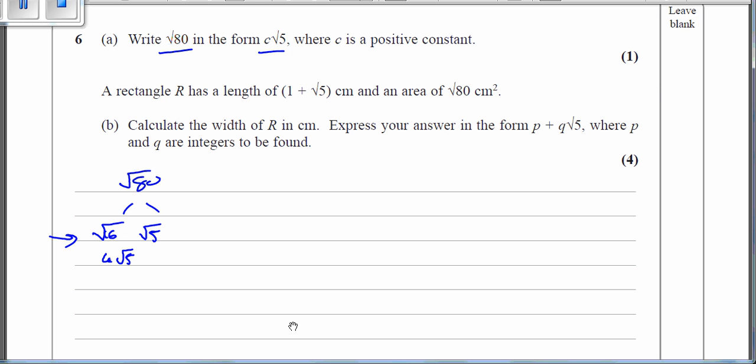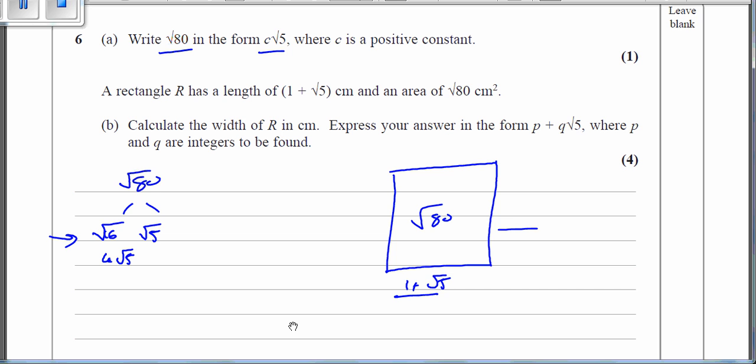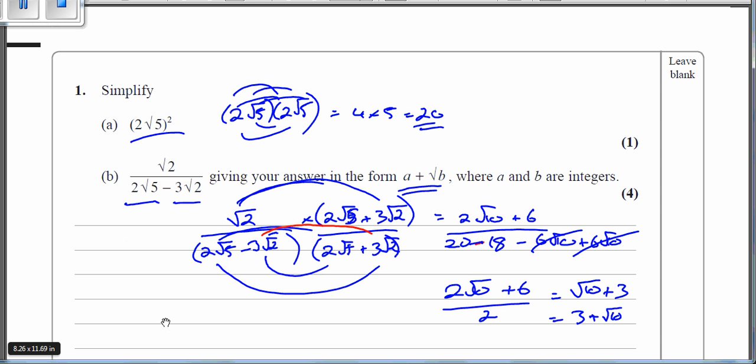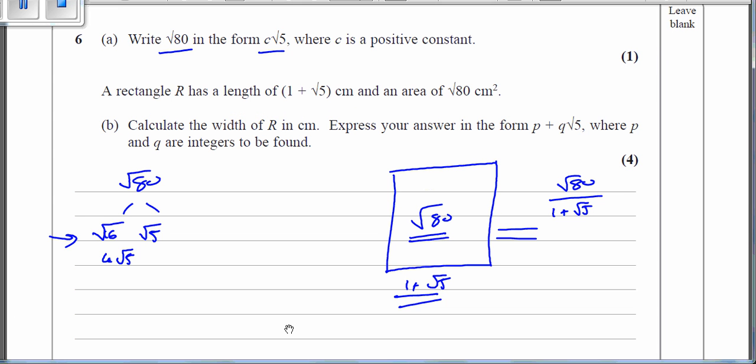So now the next question, it's a little bit more in depth. We've got a rectangle, it's worth just sketching that out. It has a length of 1 plus root 5, and the area is root 80. So this times by this makes root 80, so this divided by this makes this. So what we need to do is square root of 80 divided by 1 plus root 5. And now it looks exactly the same as question B. And then we've got to write that in this format here.